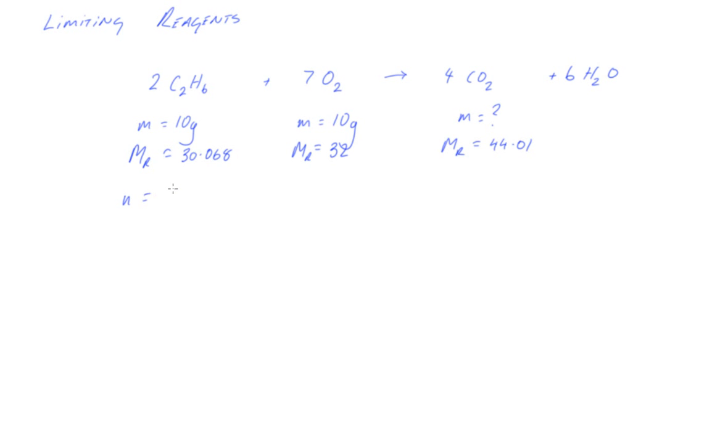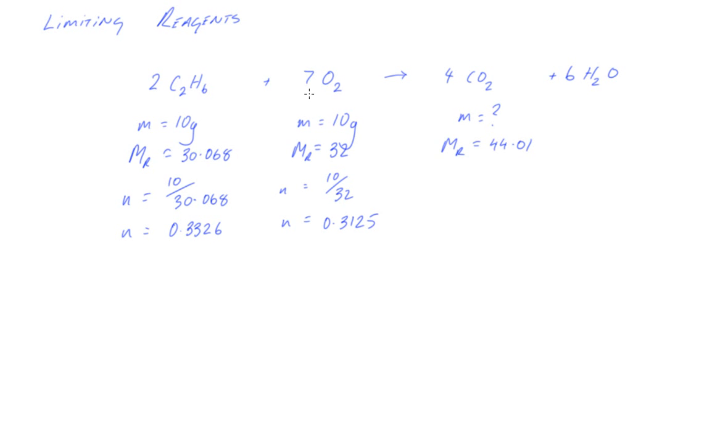So again, we can't do the weights, everything has to be expressed as moles. So the number of moles of ethane is going to be 10 divided by 30.068, and the moles of oxygen will be 10 divided by 32. The moles will be equal to 0.3326 for ethane, and that works out to be 0.3125 for oxygen. Now you might think, well, they're very similar. However, that can be further from the truth, because we do have this 2 to 7 ratio.